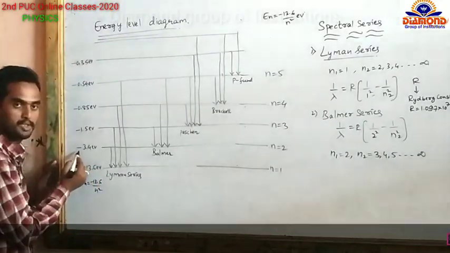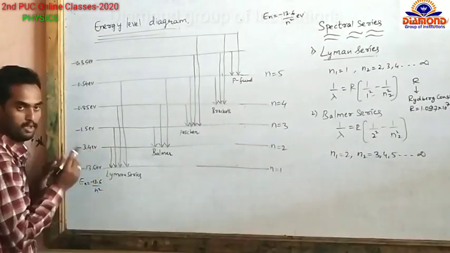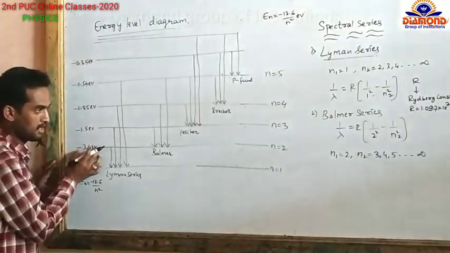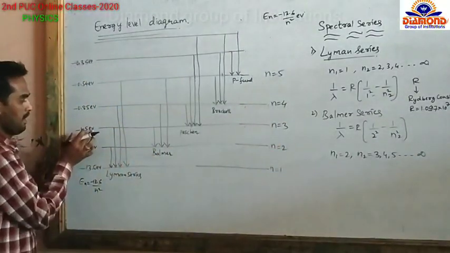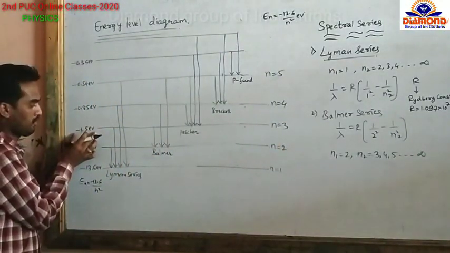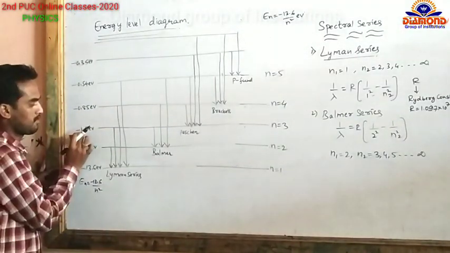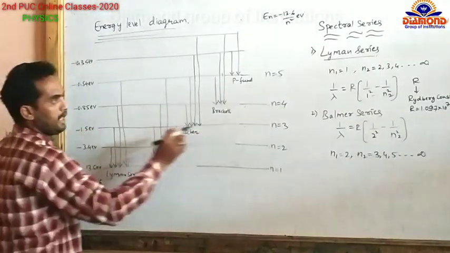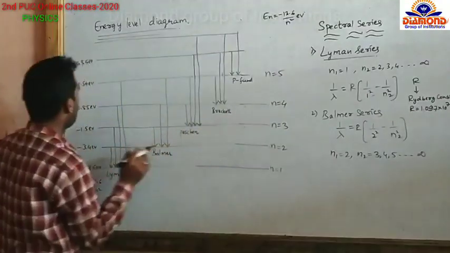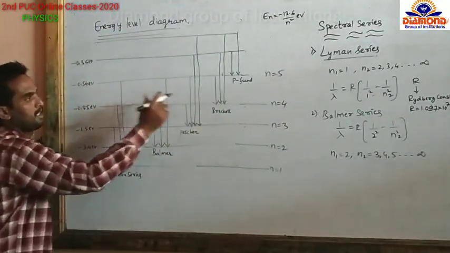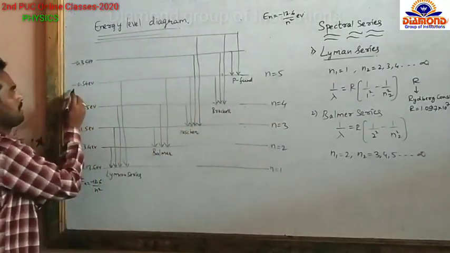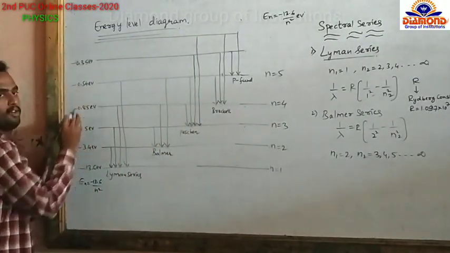So that value reduces to minus 3.4 electron volt. So this is the energy in which orbit? Second orbit. If n equal to 3, energy of that electron in third orbit is minus 1.5 electron volt. Then if n equal to 4, the value is minus 0.85 electron volt. Like that, if n equal to 5, then minus 0.54 electron volt.